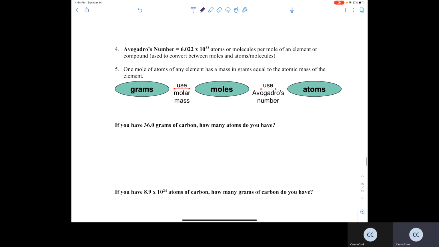So therefore, if you want to interconvert between grams and moles of a compound, use the molar mass of that compound. If you want to convert between moles of that compound and atoms or molecules, then use Avogadro's number.